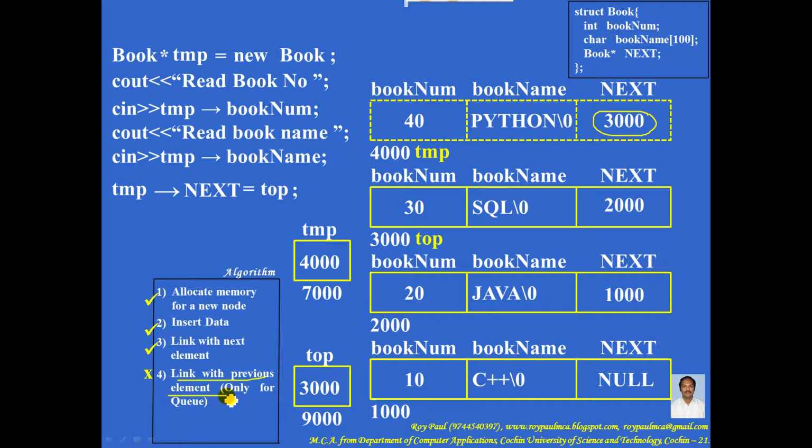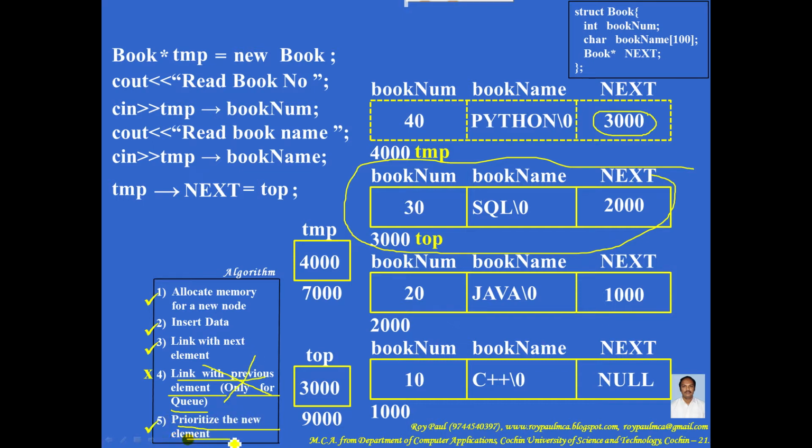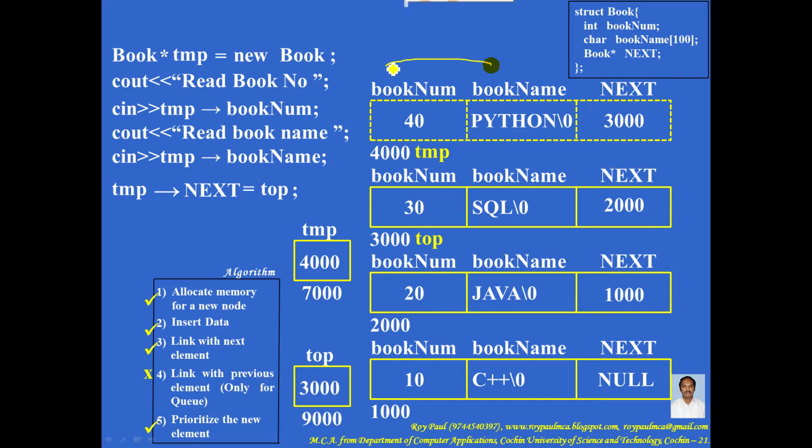Link with the previous element. This is there only for queue, because in the case of stack, the next element and the previous element are the same. So no need to execute this step for stack. What is the last step? Prioritize the new element, meaning the newly inserted element is the new topmost element. So this temp should come in top. So temp is assigned to top. So you can see this temp which is 4000 that comes in top. So top becomes 4000.